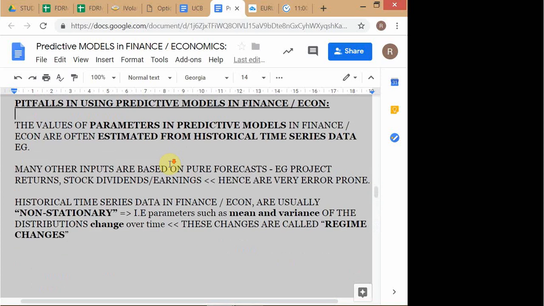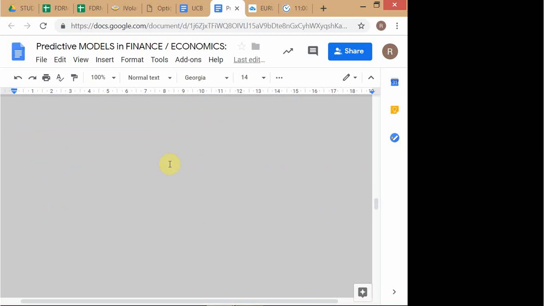Things like non-stationarity, robust estimators. When you did statistics, did you do robust estimators? R-O-B-U-S-T? No, sir. You haven't done that? Essentially a robust estimator is one that will remain accurate even though the underlying assumptions of the model change. So these are important concepts.